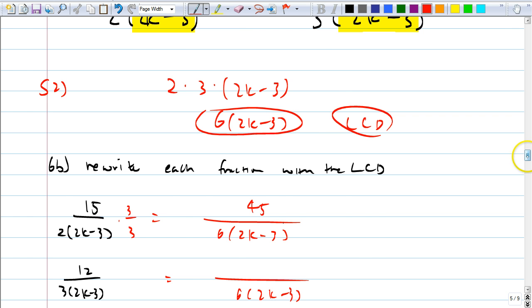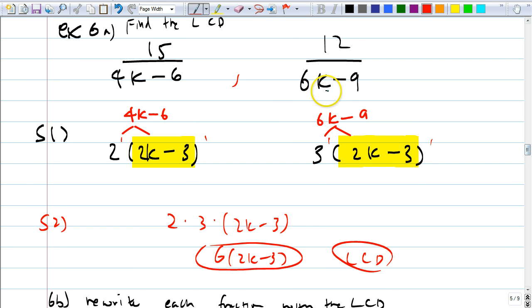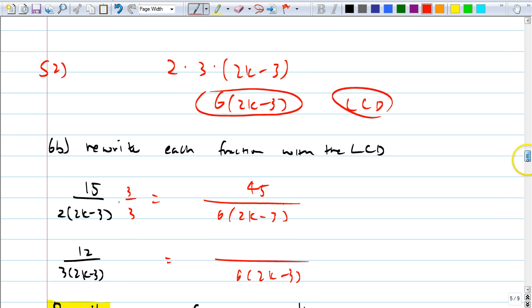So you see how I rewrote this? We had 12 over 6k minus 9, right? Instead of 6k minus 9, I rewrote the denominator in factored form. It's easier when it's factored, right? So what do I need to multiply top and bottom of this by so that you get 6 times 2k minus 3? Yeah, multiply top and bottom by 2 over 2, which is 1, right? So what's 12 times 2, guys? 24. There you go.